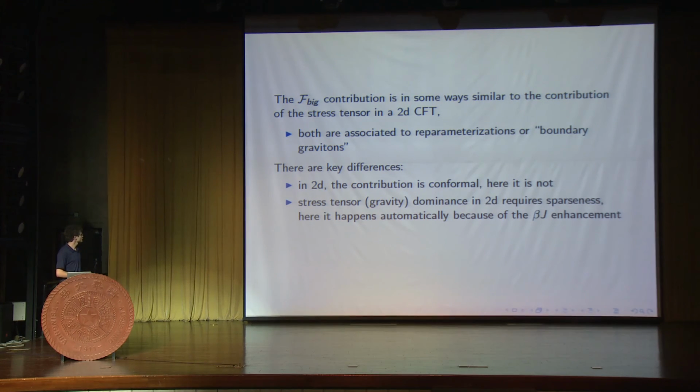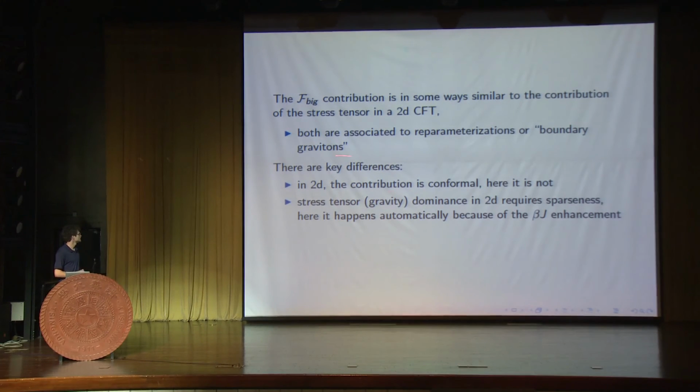But what's more interesting is the difference between this and what we have in 2 dimensions. So there are two important differences. One is that in 2 dimensions, the contribution from the stress tensor is conformal. And here it's not. The expression that we got was not conformally invariant. This is related to the fact that these reparameterizations have a conformally invariant action, which is related to the Weyl anomaly in 2 dimensions.